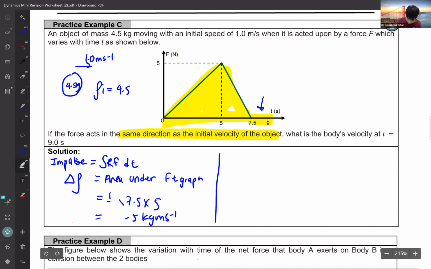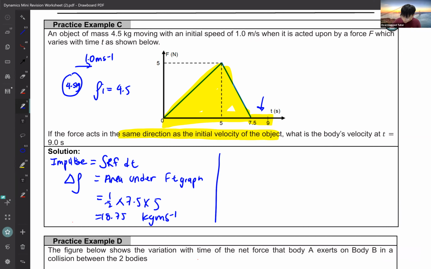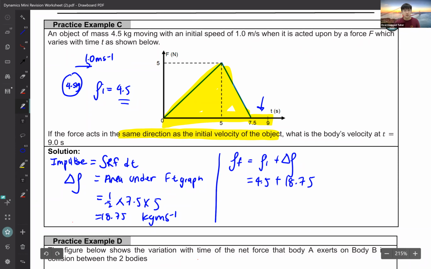Okay, give me a sec. Okay, that's it. Finally, the final momentum is just the initial momentum plus the change in momentum. The initial momentum we've already covered, it's 4.5. The change in momentum is 18.75. So you add those two together, you will get 23.25 kg meter per second.